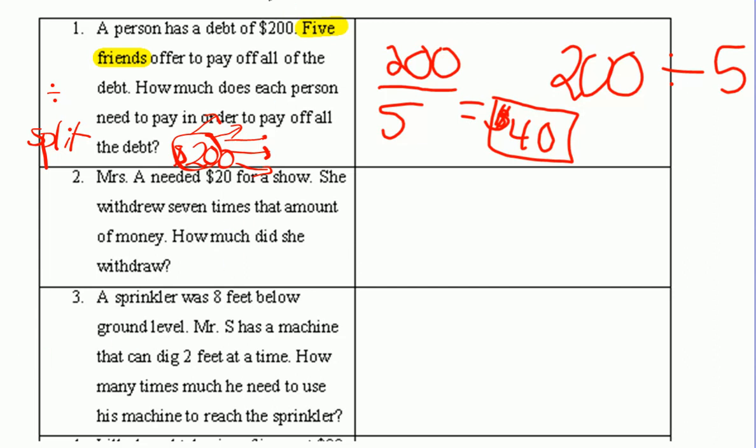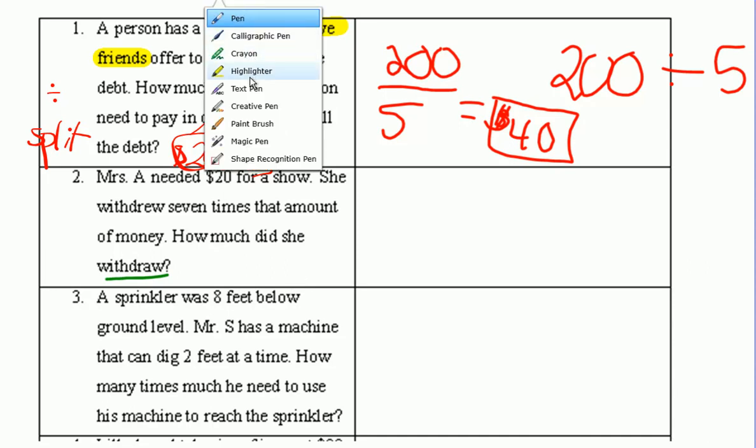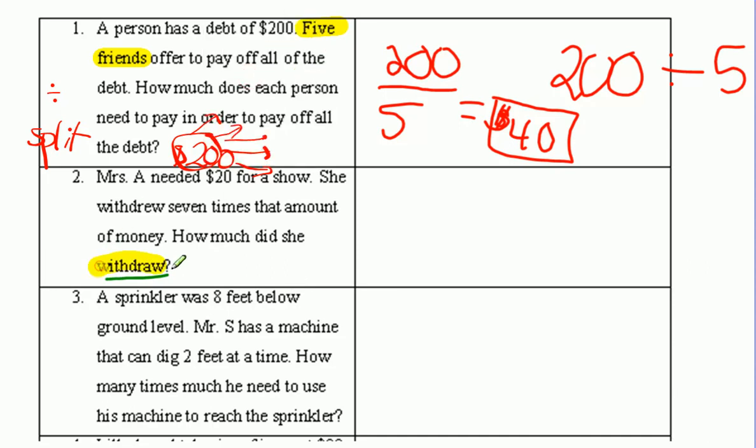Okay, if you're back, that means you're ready to go over these. So, I'm up to number 2. Mrs. A needed $20 for a show. She withdrew 7 times that amount of money. How much did she withdraw? So we're talking about withdraw. That sounds familiar. That means taking money out of the bank. And she only needed $20.